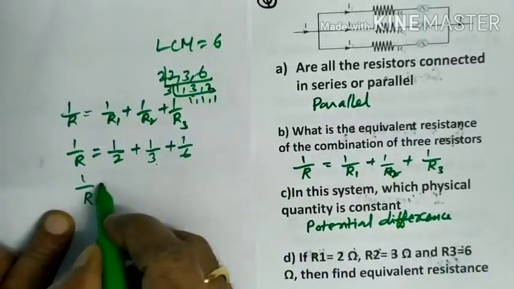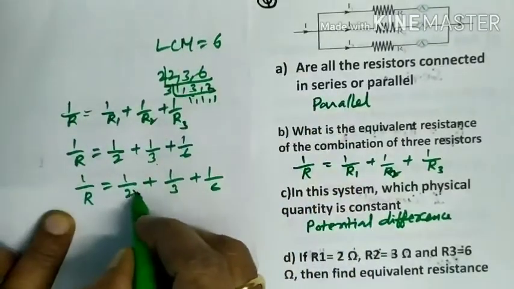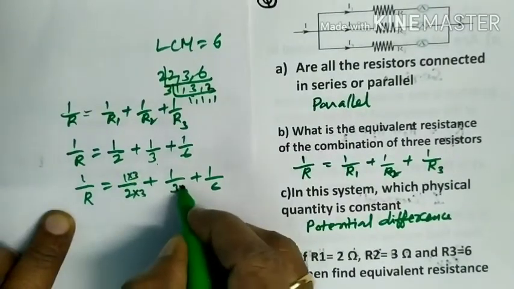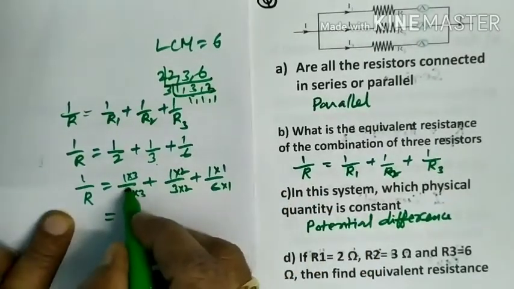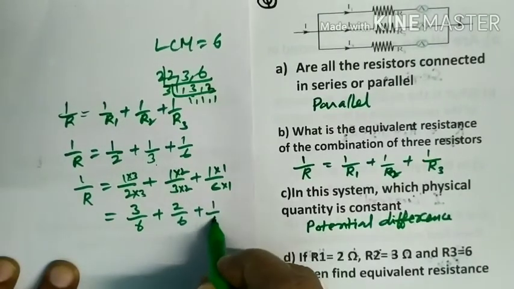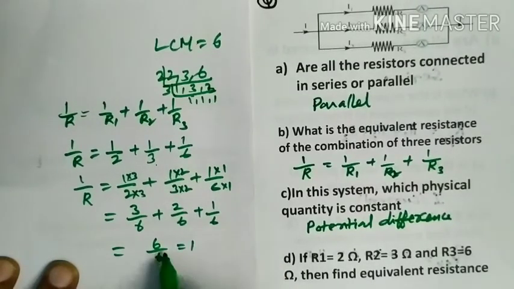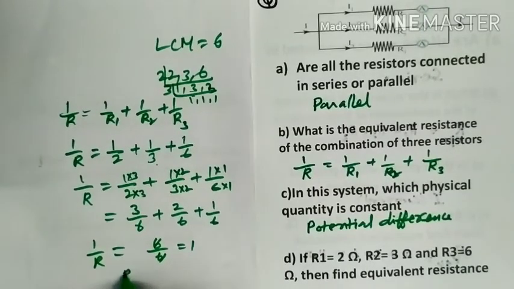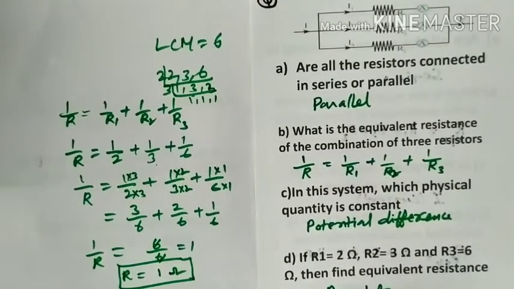So 1 by R is equal to 1 by 2 plus 1 by 3 plus 1 by 6. So LCM 6. 2 3s are 6, 3 2s are 6, 6 1s are 6. So 3 by 6 plus 2 by 6 plus 1 by 6. 3 plus 2 is 5, plus 1 is 6. 6 by 6 is equal to 1. So 1 by R is equal to 1. Taking the reciprocal, R is equal to 1. So the equivalent resistance is equal to 1 ohm.